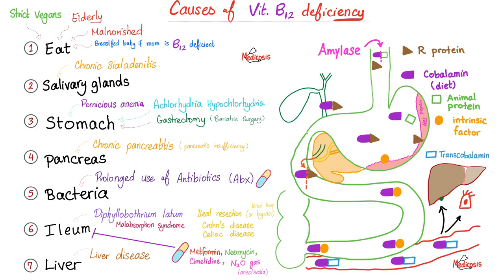So, what are the causes of vitamin B12 deficiency? Maybe you're not eating it. Maybe you have salivary gland problems. Maybe you have a stomach problem. Maybe you have a pancreas problem. Maybe you have destroyed all the bacteria in your gut. Maybe you removed the terminal ileum because you had severe Crohn's disease. Or maybe that you cannot store the vitamin B12 in your liver.